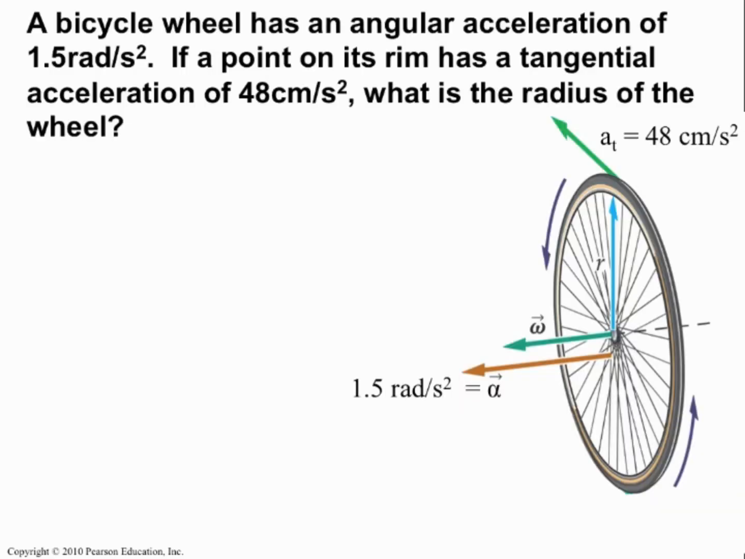A bicycle wheel has an angular acceleration of 1.5 radians per second squared. If a point on its rim has a tangential acceleration of 48 centimeters per second squared, what is the radius of the wheel? All right, so we know the angular acceleration. That's our orange vector, 1.5 radians per second squared. We don't know the omega, and we don't need to know the omega because the problem is just asking us for r. And we have the tangential acceleration of 48 centimeters per second squared. All right, so you should pause the video, do this on your own, then resume when you have your answer.